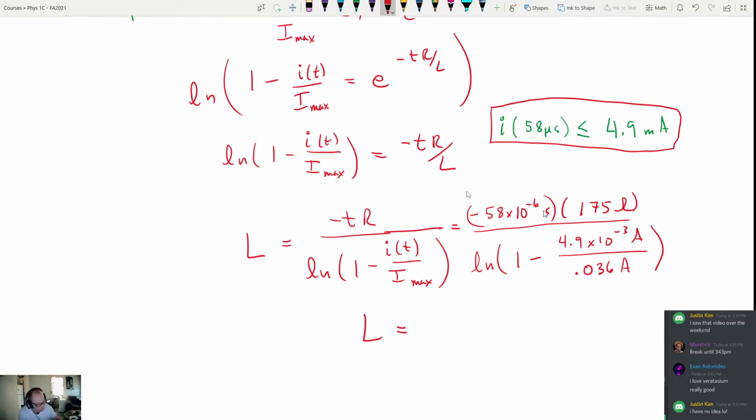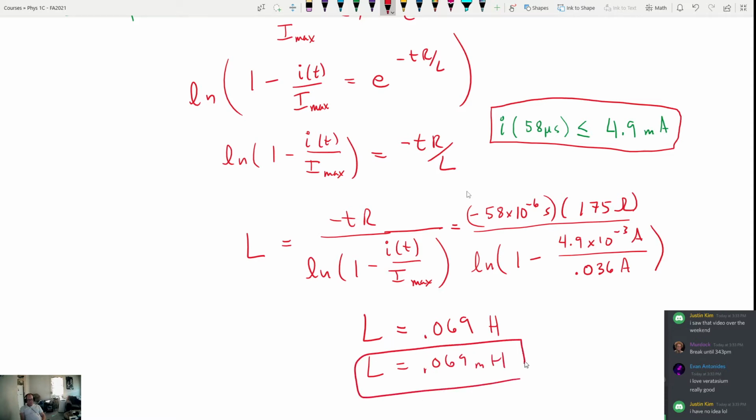So I get an answer that is 0.069. We'll just write it like that, and the answer would be henries, or we could write this as 0.069 millihenries.